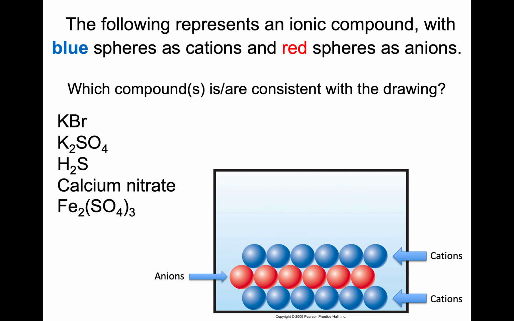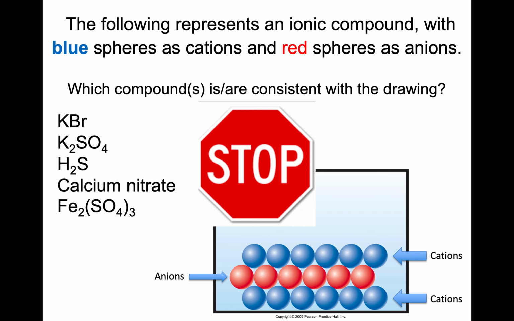Here's another end of chapter question. It says the following represents an ionic compound, with the blue spheres as cations and the red spheres as anions. Which of these compounds would be consistent with the drawing? As I look at it, it looks like the ratio is for every 1 anion, I have 2 cations, and it's an ionic compound. Which of these formulas would match up with that? Give that one a try.